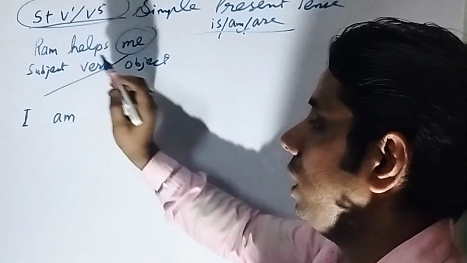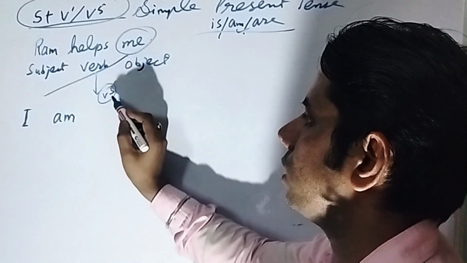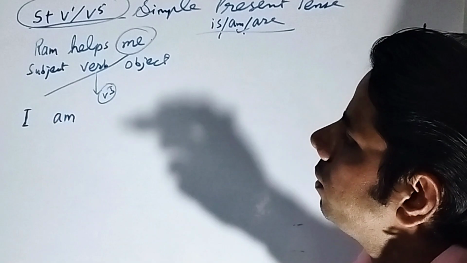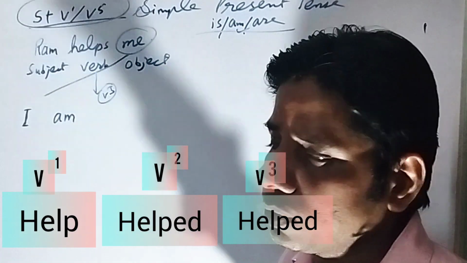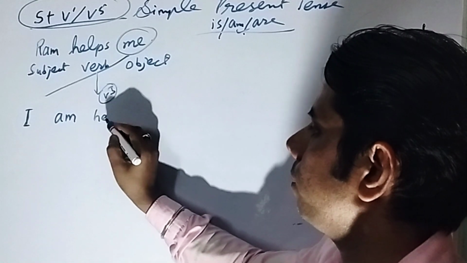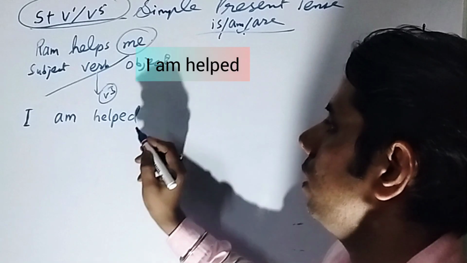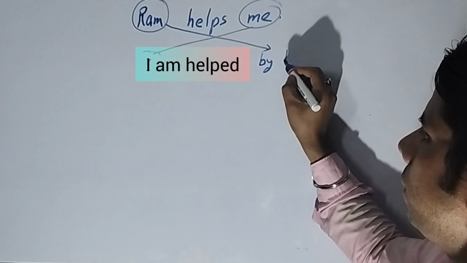After that, listen carefully, the verb should be in the third form. That means we have to convert the verb into the third form. So what is the verb here? It is given helps. So what is the third form of help? That is helped. So we should use helped here. Ram, for Ram we have to use by. With Ram we have to use by, so by Ram.